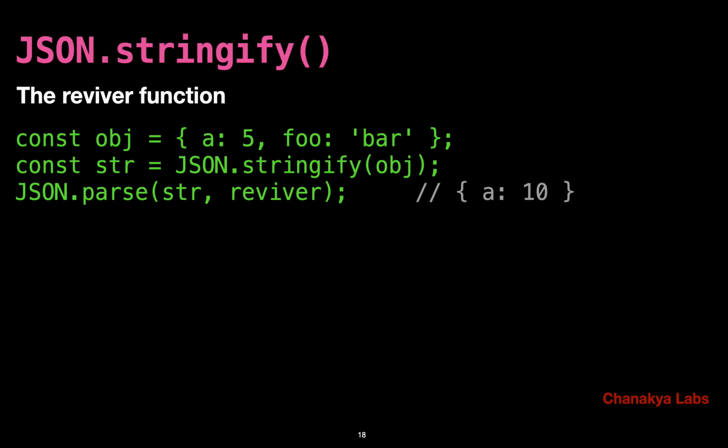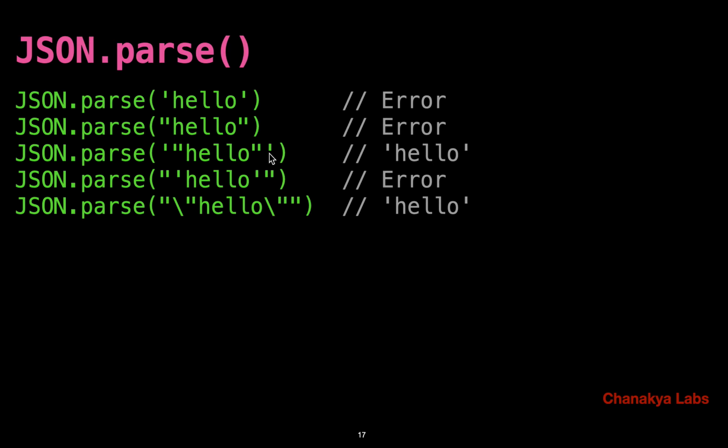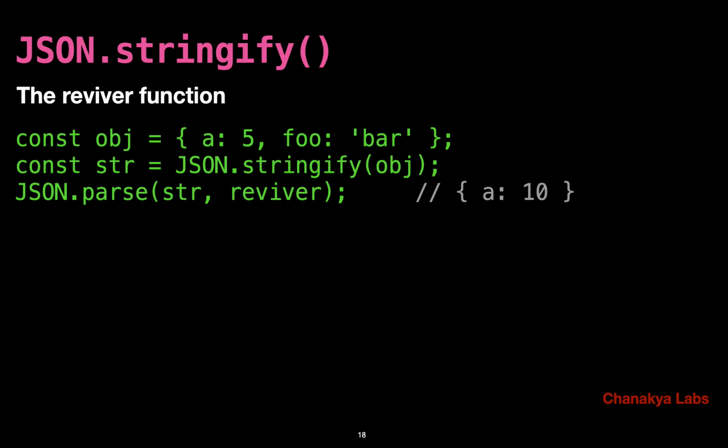Now, in JSON parse, okay, sorry. So this title should be parse. Yeah, this is wrong. In JSON stringify, we saw the replacer method, right? In JSON parse, we have a reviver function, right? In the reviver function, what happens?